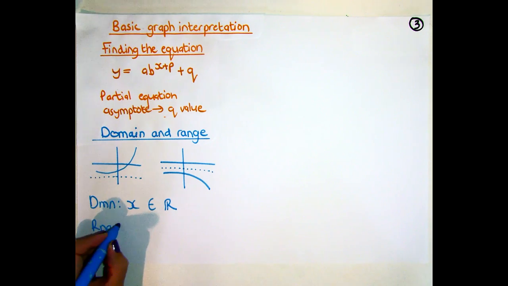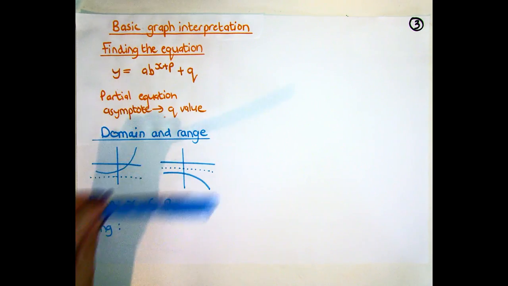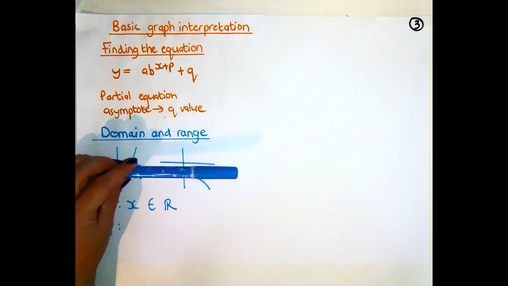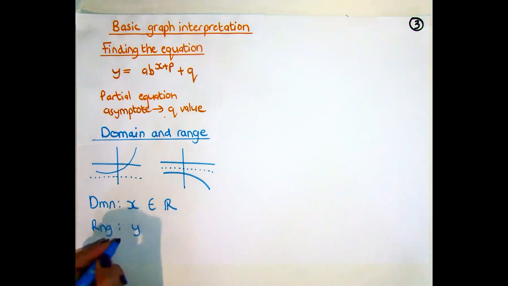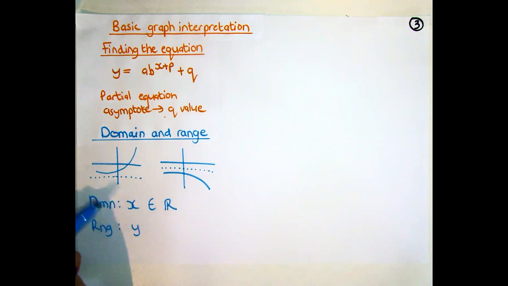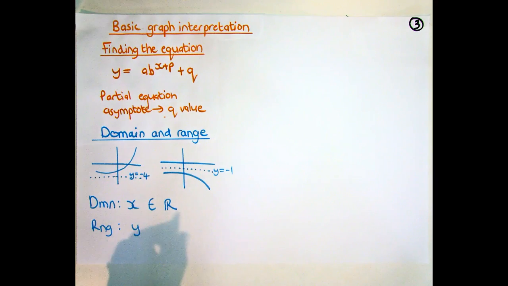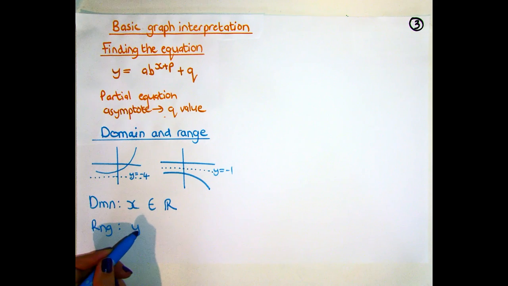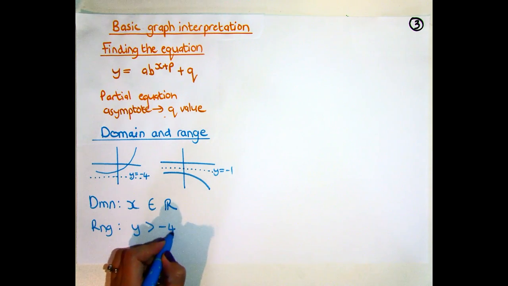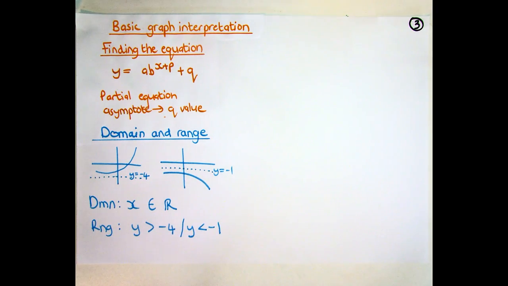The range is going to be limited by the asymptote. So you can see that this one goes from the asymptote, not including it, all the way up to positive infinity, and this one goes from the asymptote, not including the asymptote, all the way down to negative infinity. So we're going to say that y goes from the asymptote up or the asymptote down. So let's say that this asymptote is the line y equals -4. So this one's range is going to be from -4 all the way up to positive infinity. So that means y is anything greater than -4. In this case, y is anything less than -1.